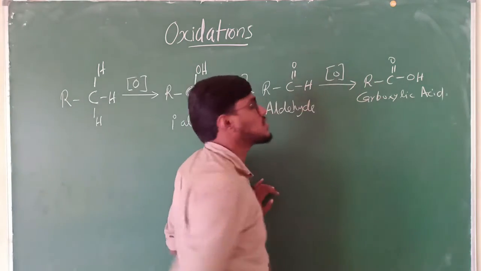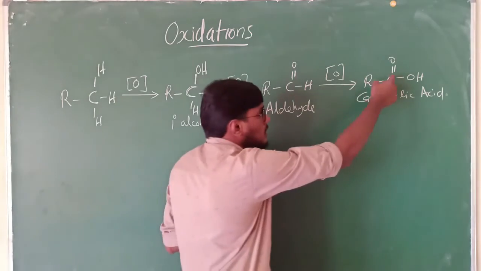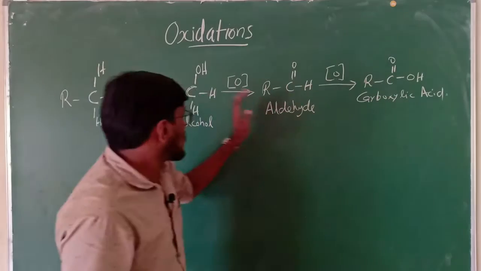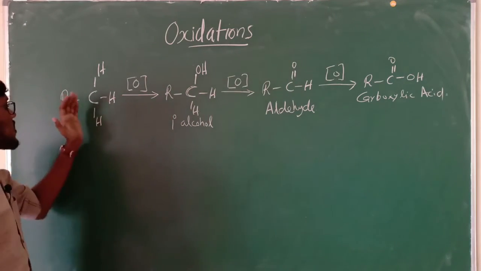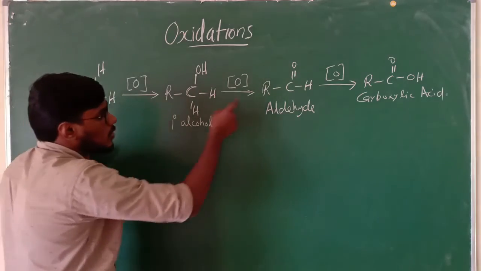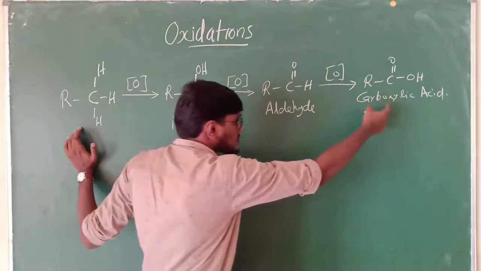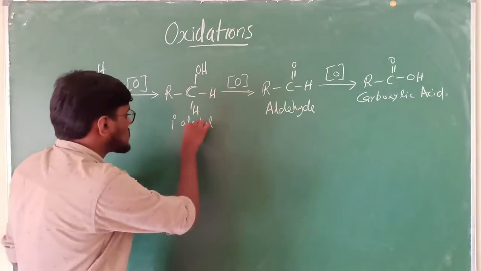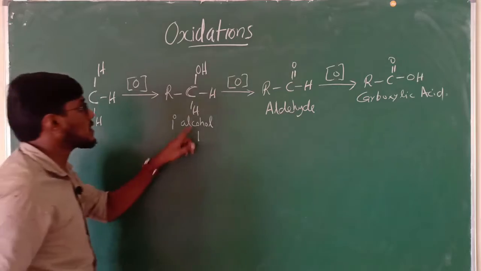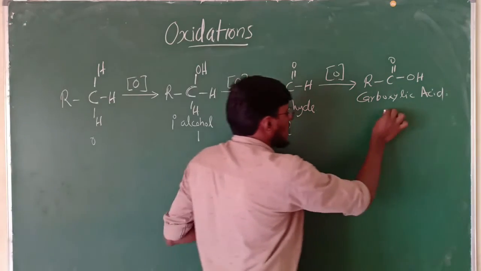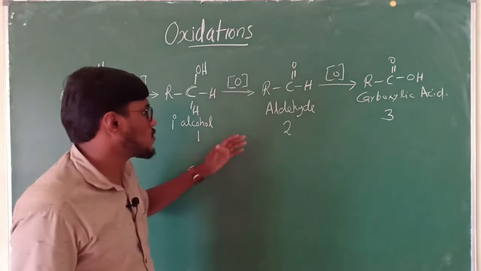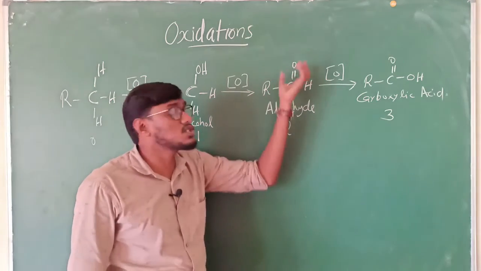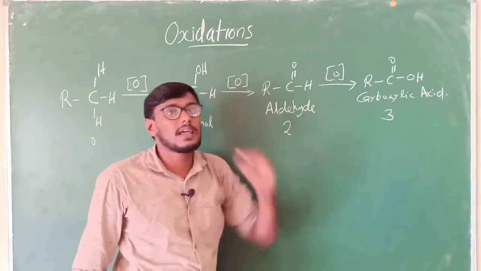Then on further oxidation it gives a carboxylic acid, where 1, 2, 3 carbon oxygen bonds are formed. So when we start from this hydrocarbon, it forms the primary alcohol, then aldehyde, then carboxylic acid, and the number of carbon oxygen bonds increases. Here 0, here 1 carbon oxygen bond, here 2, here 3. So we can say that the bonding to oxygen increases during oxidation reactions.